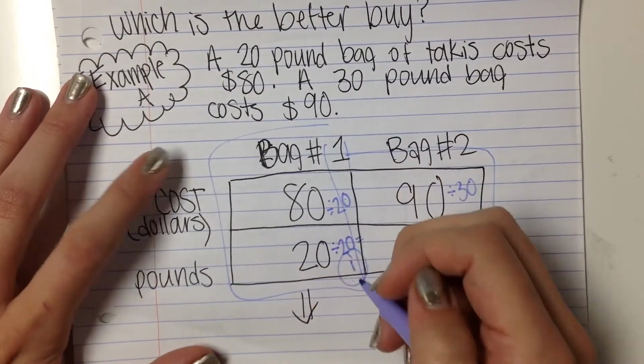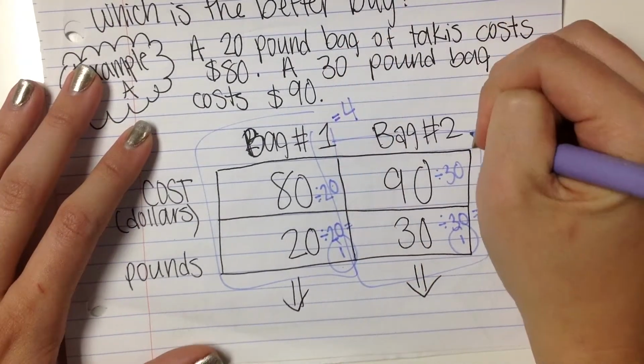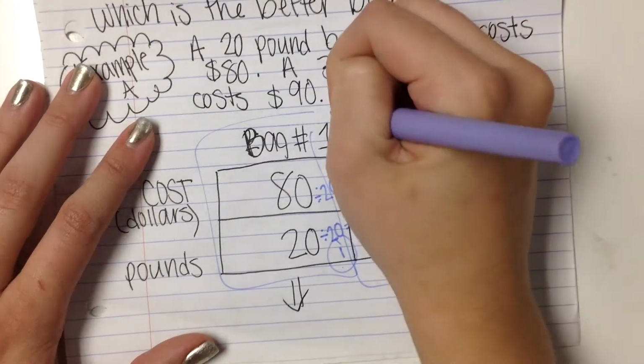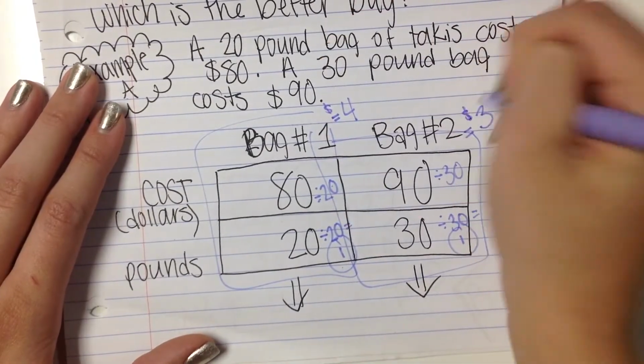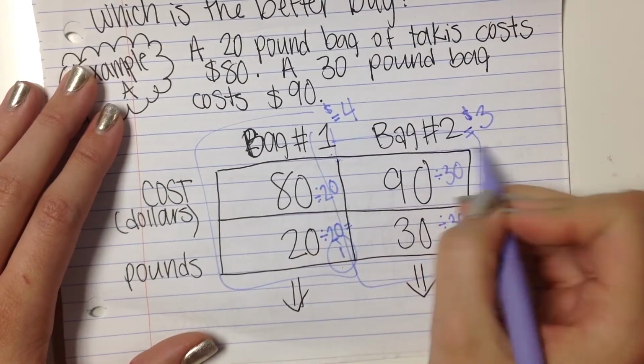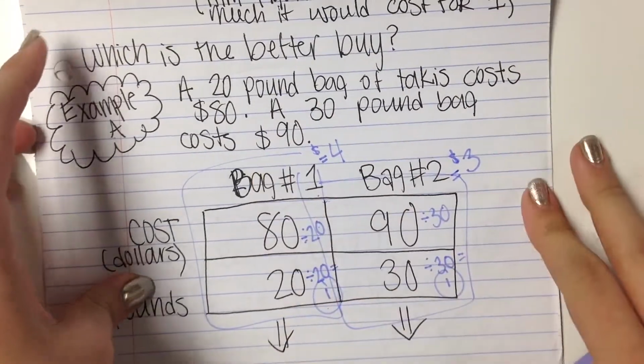So 80 divided by 20 is 4, and 90 divided by 30 is 3, and that would be dollars. So bag 1 is more expensive, bag 2 is less expensive. The better buy is bag number 2, the 30-pound bag for $90. Okay?